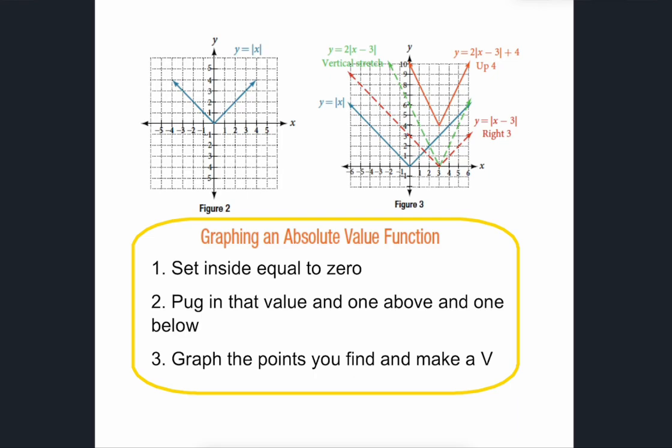So set the inside equal to 0. Whatever you get, you're going to plug in that value, 1 above it, 1 below it, and then graph the points you need to make a V.